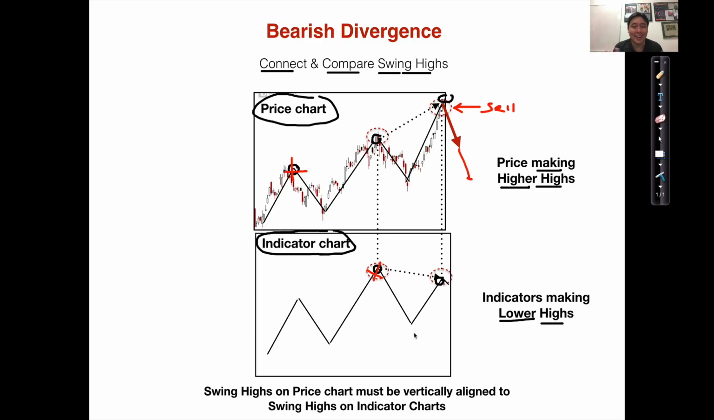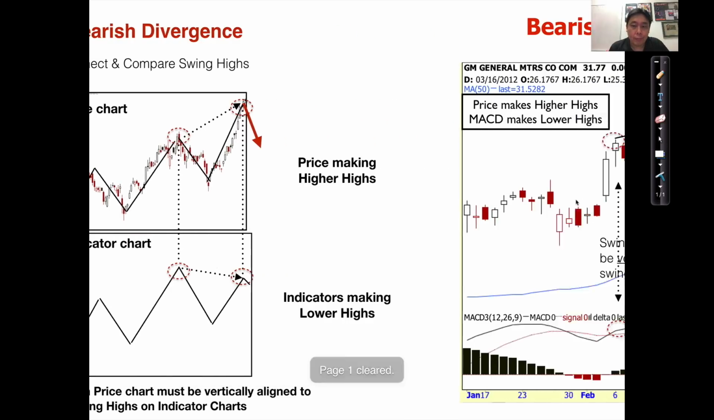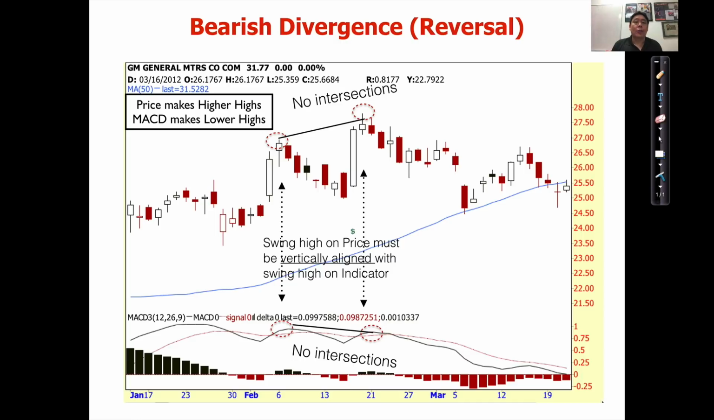Savvy? Fantastic. Now, at the same time, you also have to ensure that the line connecting the two swing highs on the indicator chart doesn't intersect any other lines in between as well. So let's look at an actual chart to better understand, right? Okay, so here was a bearish divergence that appeared on General Motors, and this was a couple of years ago, right?